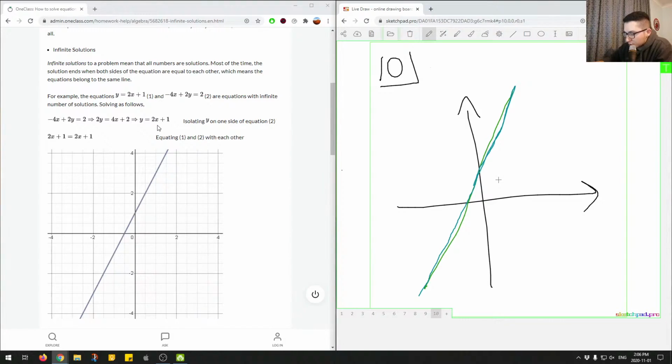And then it's the situation where you have both sides of the equation equal to each other, or when you have 0 equals 0, and you'll end up with an infinite number of solutions.